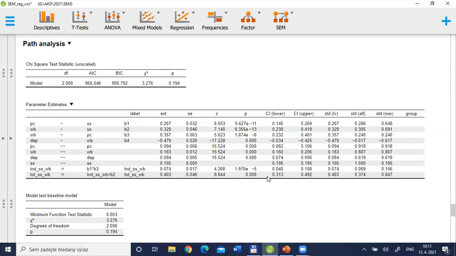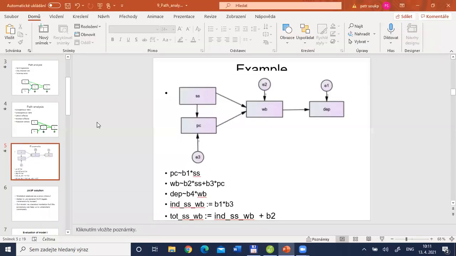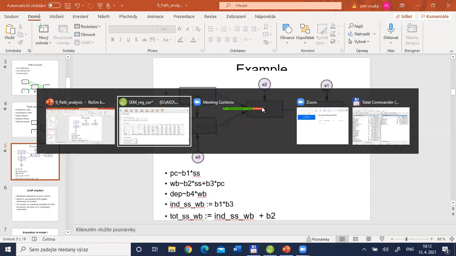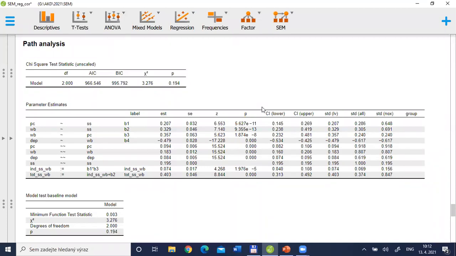So here I can conclude that this direct effect is much stronger than this indirect effect, and I can also evaluate the sum, so it means the total effect of social support on well-being. So social support influences well-being not only directly, but also indirectly, but this indirect effect is quite weak. It would be my conclusion here. So this is the discussion about direct effects, indirect effects, and about evaluation of individual pieces of the model.